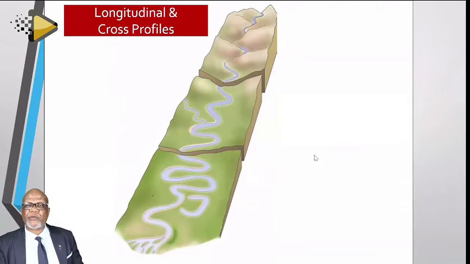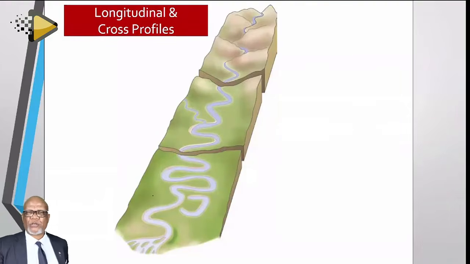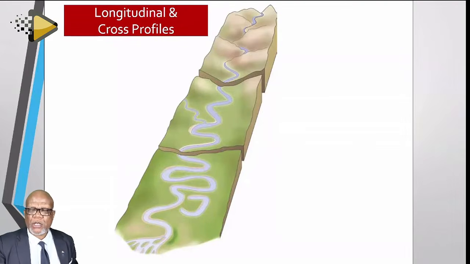Now we're looking at the longitudinal profile of the river. What is a longitudinal profile of the river? It's the view of the river from the source to the mouth. It's the view of the river from where it starts to where it ends. That's what we call a longitudinal profile of the river. Now we have the stages of the river.